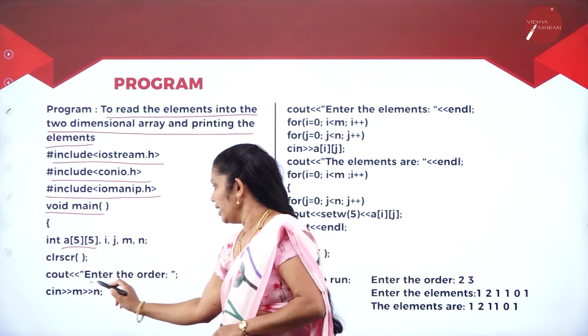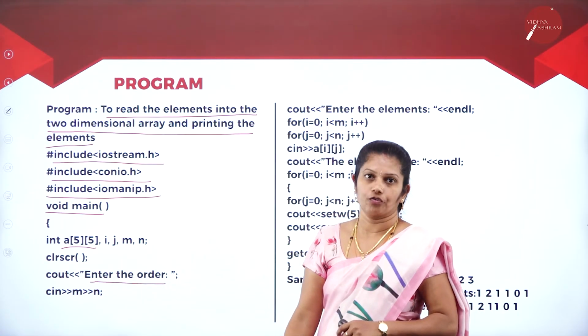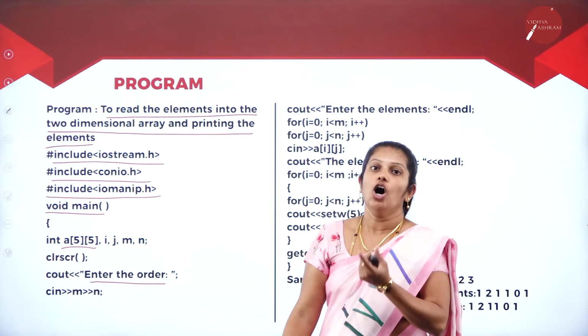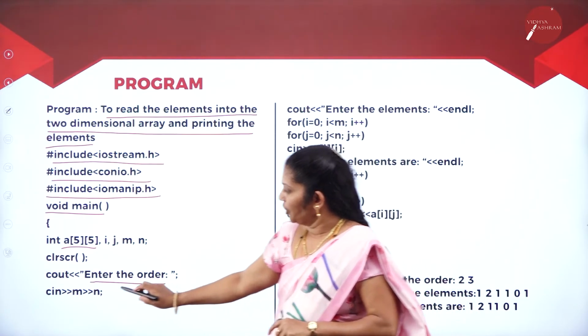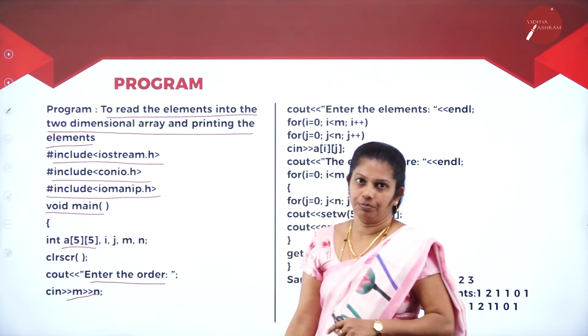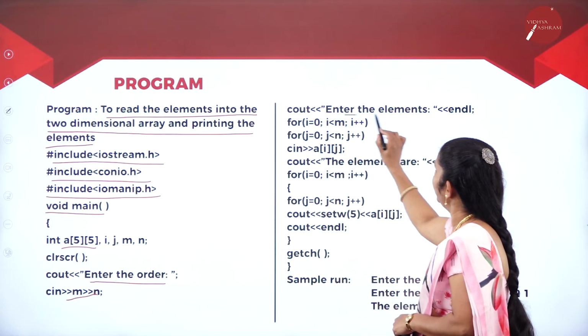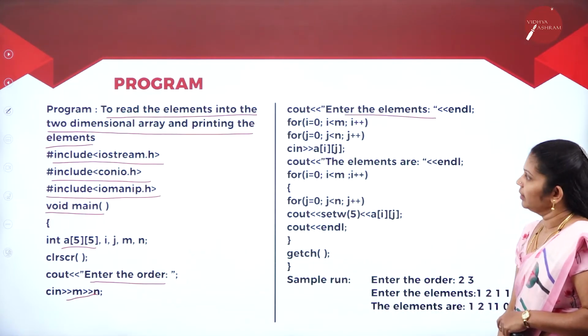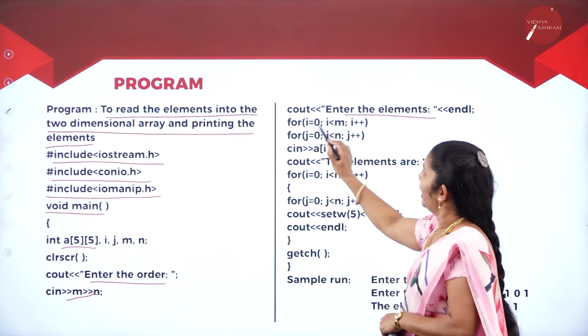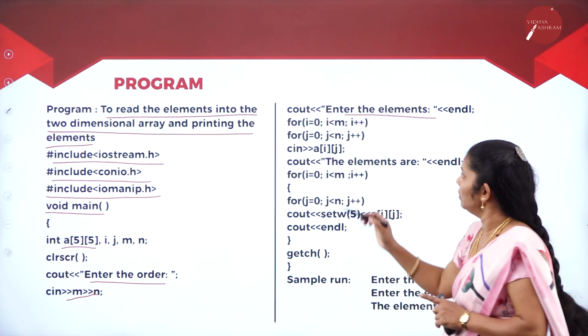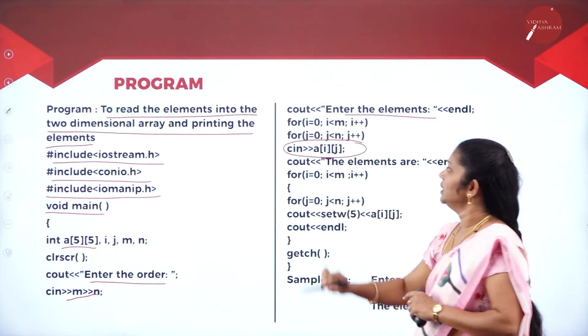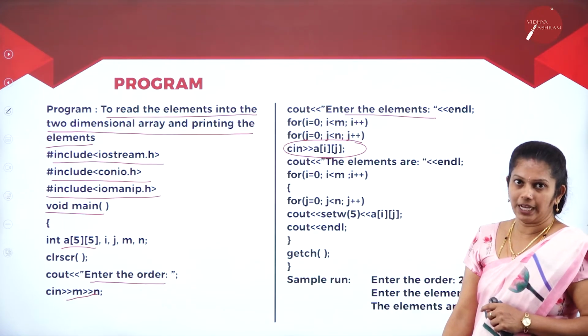Then clear screen. In the output screen, enter the order of the matrix: how many rows and how many columns. That you have to input, that is, m and n will be input. Then afterwards, enter the array elements. In that, we will take i for rows as well as j for columns. Then we will input the values with cin a[i][j].